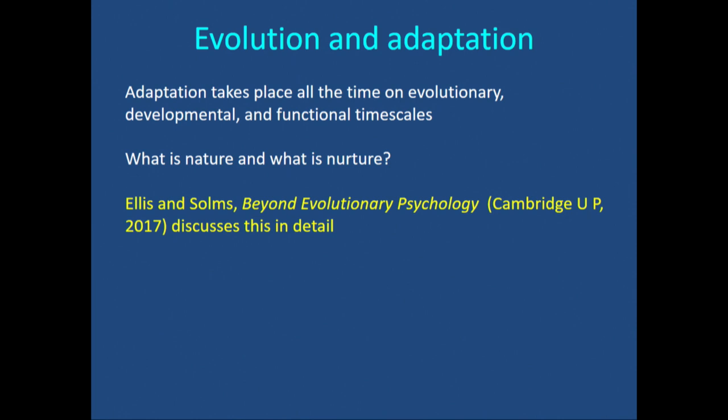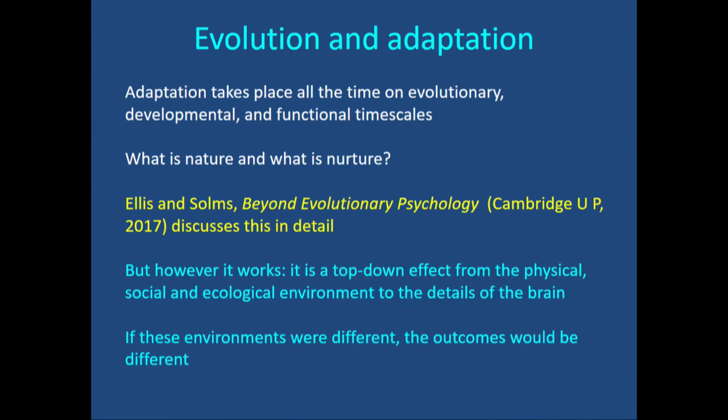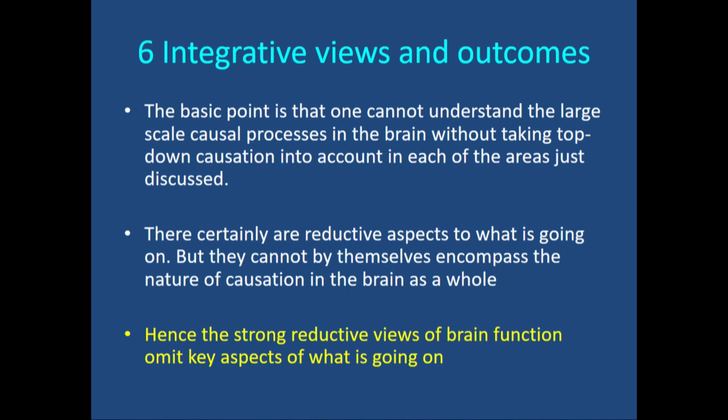And this raises the issue, what is nature and what is nurture? I could talk at length about this; instead I'll just say I've recently done a book with Mark Solms called Beyond Evolutionary Psychology, which discusses this in detail. But however it works, all of this adaptation is a top-down effect from the physical, social, and ecological environment to the details of the brain. If these environments were different, the outcomes would be different, and that's the hallmark of top-down action. If you were to change the environment, like if you were brought up in a Spanish-speaking country rather than English, the details of your brain connections would be different.